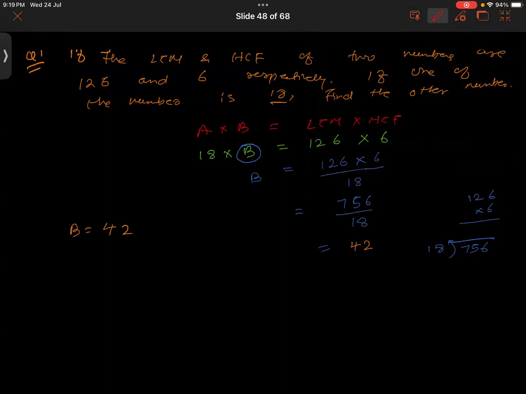Have you understood what is actually happening in the question, what we are doing in the class? If I were to ask you to verify your answer, you can verify it also. How are you going to verify the answer? As per the rule, we know that the product of the two numbers will always be equal to the product of LCM and HCF. So LCM is 126, HCF is 6. The first number is 18, another number you have found to be 42. So when you multiply 18 with 42, you should get the product of 126 and 6. That is 756.